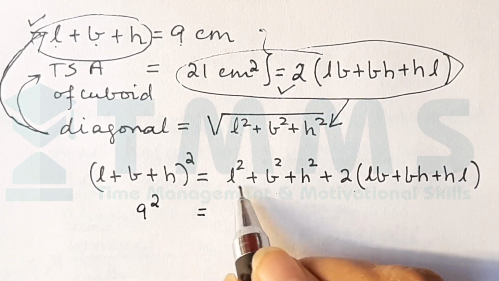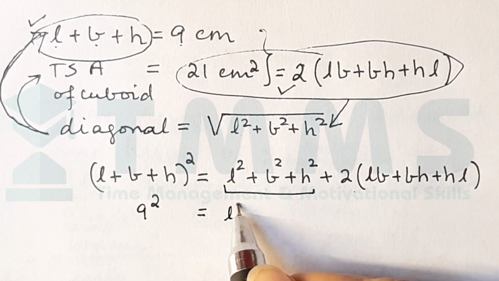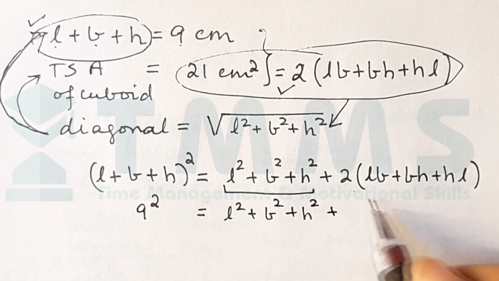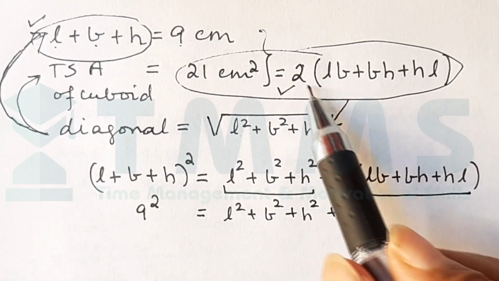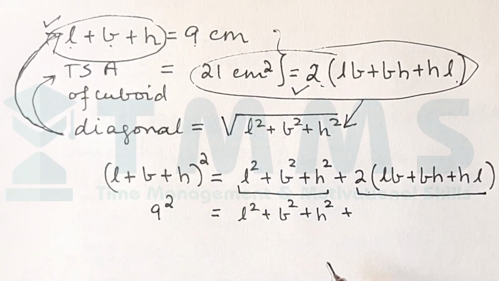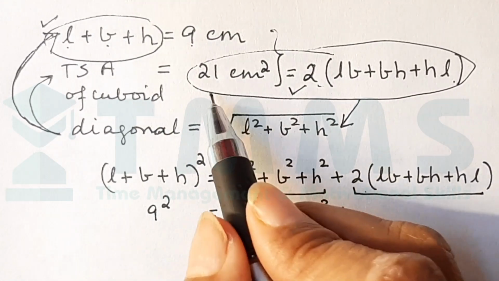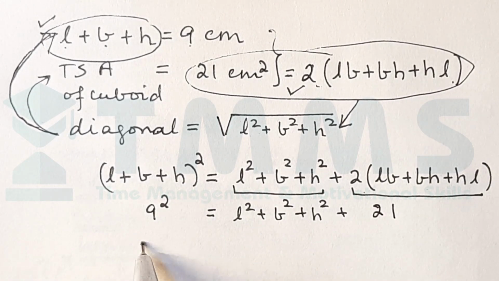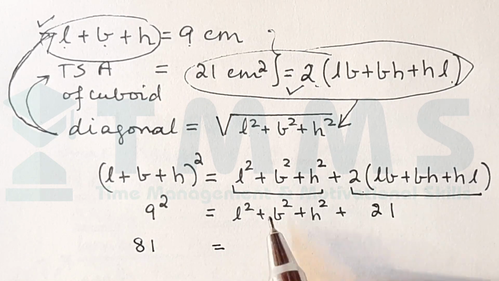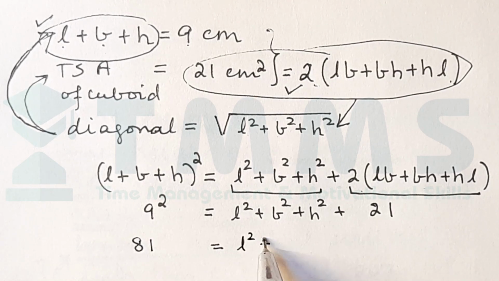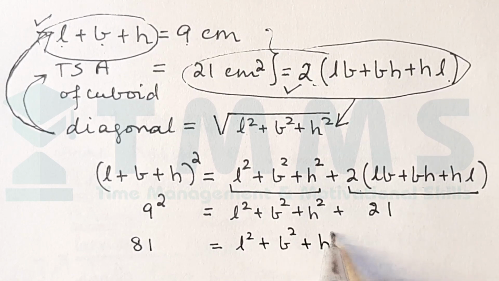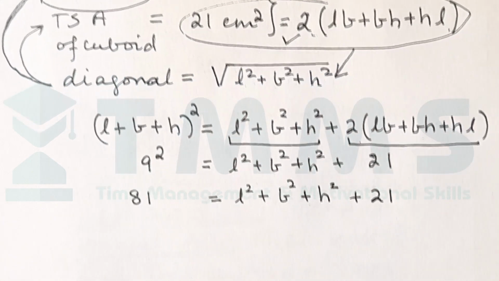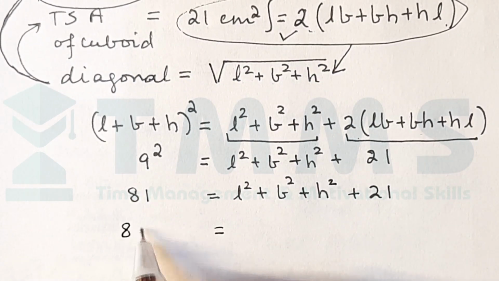Simple. Now, we copy this as it is, plus this part. Isn't it the TSA of the cuboid? How much is the value of this? 21. So, we will write here 81 is equal to L square plus B square plus H square plus 21. Got that? Okay. And so we will have 81 minus 21.